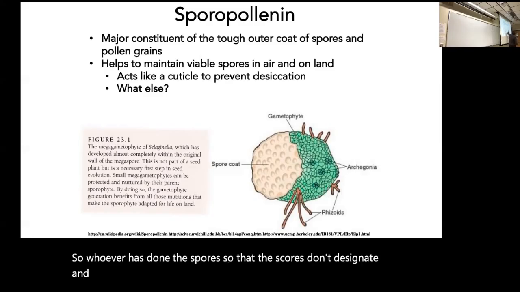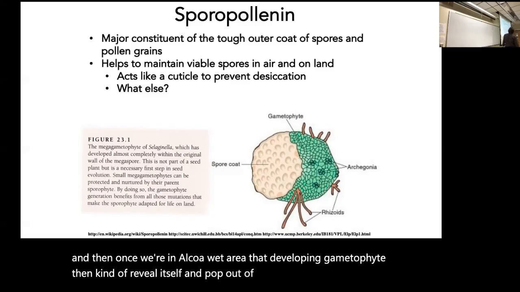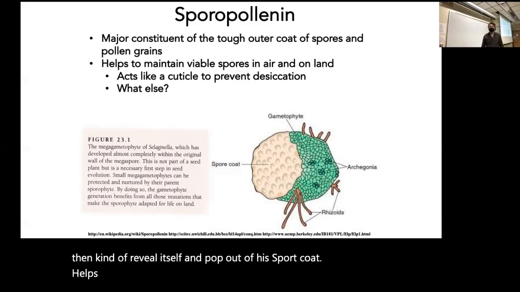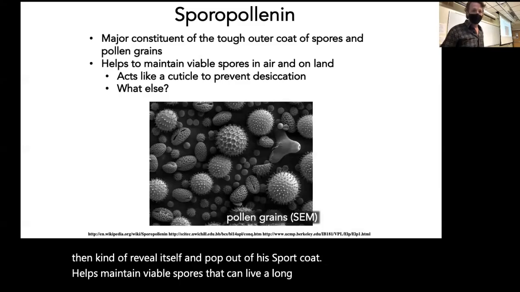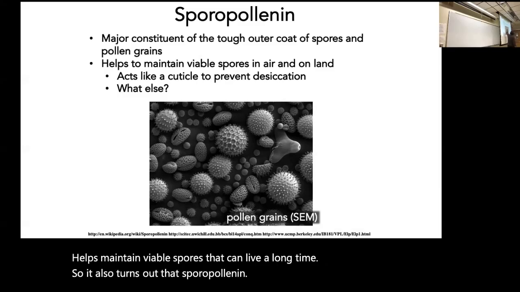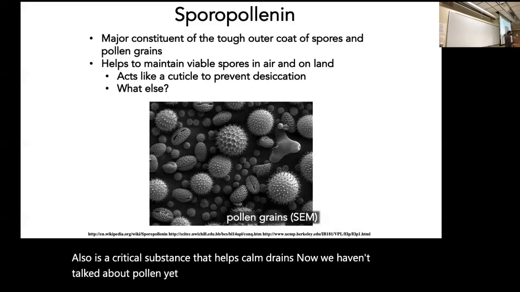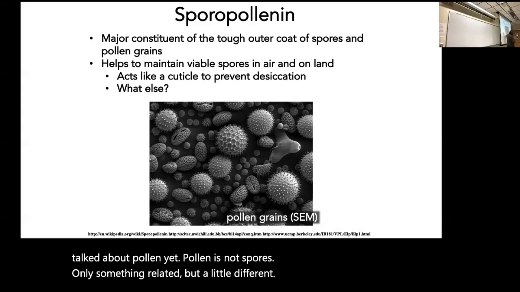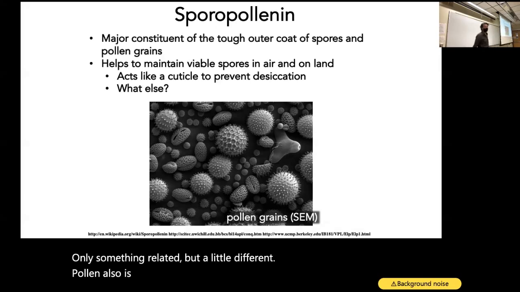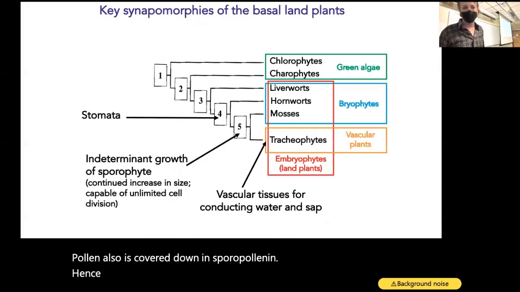And then once we're in a wet area, the developing gametophyte reveals itself and pops out of the spore coat. So it helps maintain viable spores that can live a long time. It also turns out that sporopolymer is a critical substance that helps pollen grains. We haven't talked about pollen yet. Pollen is not spores. Pollen is something related but a little different. But pollen also is covered in sporopolymer, hence the name.